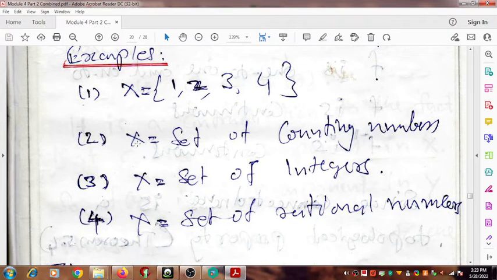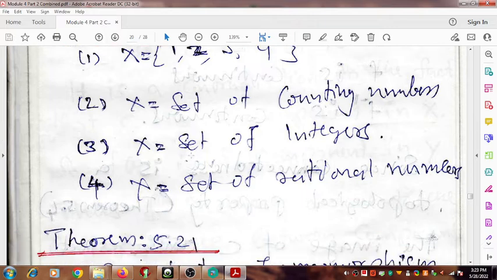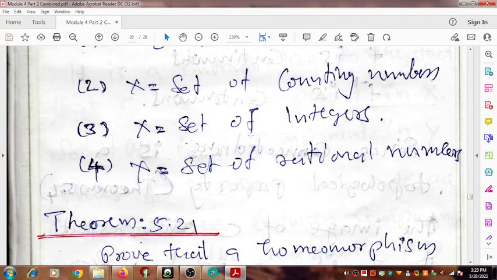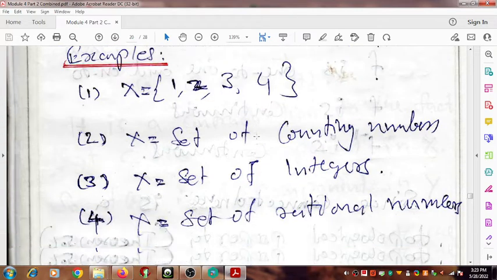The next example is X, the set of counting numbers. We consider the set of all counting numbers, and that set contains the elements 1, 2, 3, 4, 5, 6, etc. All these points are also separated points, and they act as components. And then the third example is the set of all integers. The set of all integers contains negative integers, 0 and positive integers. So that's also a totally disconnected space.